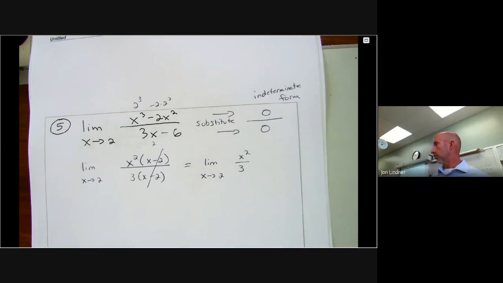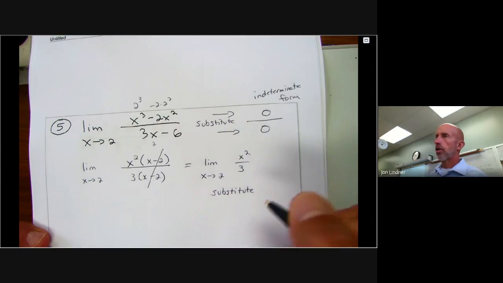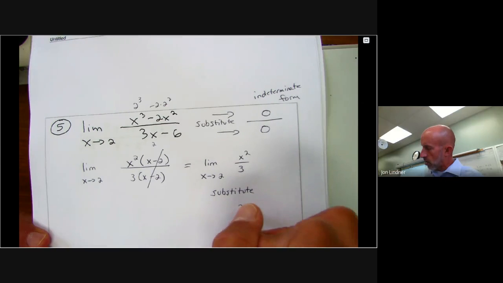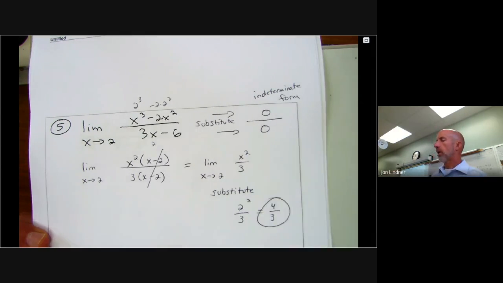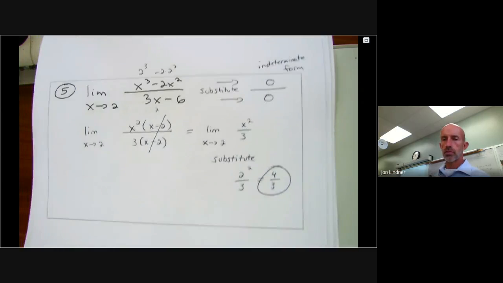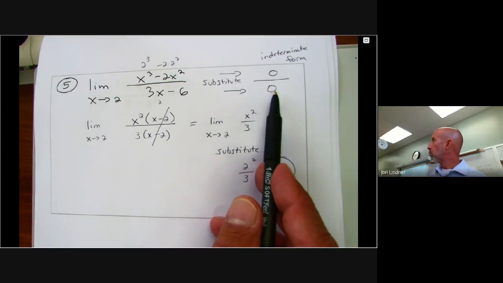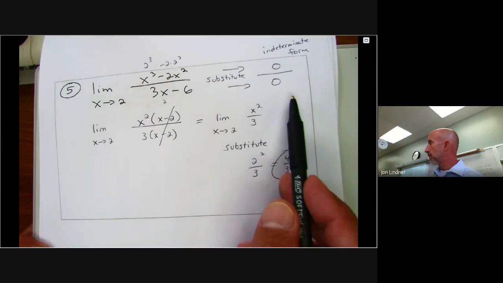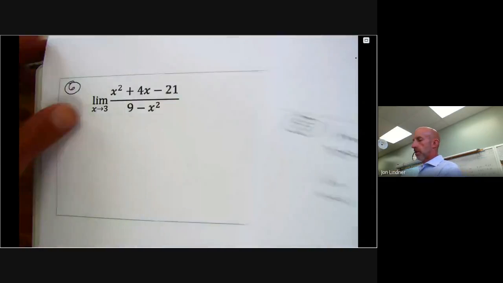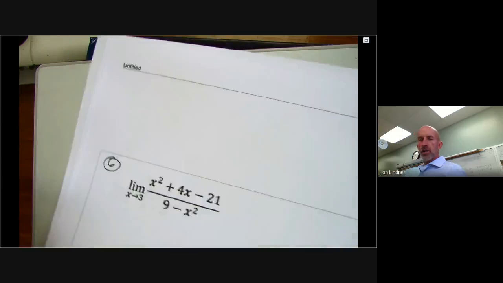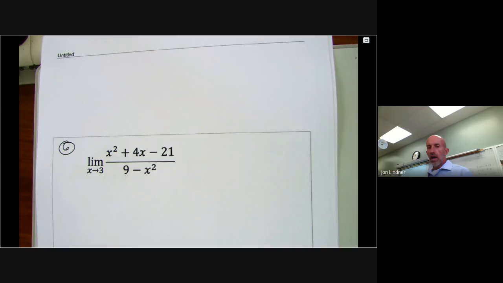Now let's try to substitute. If I substitute now, our hearts are happy because I have 2 squared over 3. That's 4/3. We're okay with that. So when you run into a 0 in the denominator, or when you run into an indeterminate form, factor, then evaluate the limit. All right, let's keep moving here. I'm trying to expose you to some of the tricks of the trade, some of the techniques that you're going to have to run into as we do this.